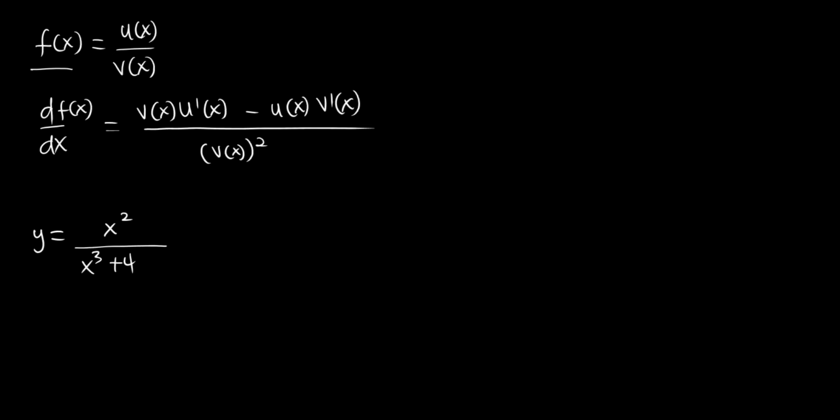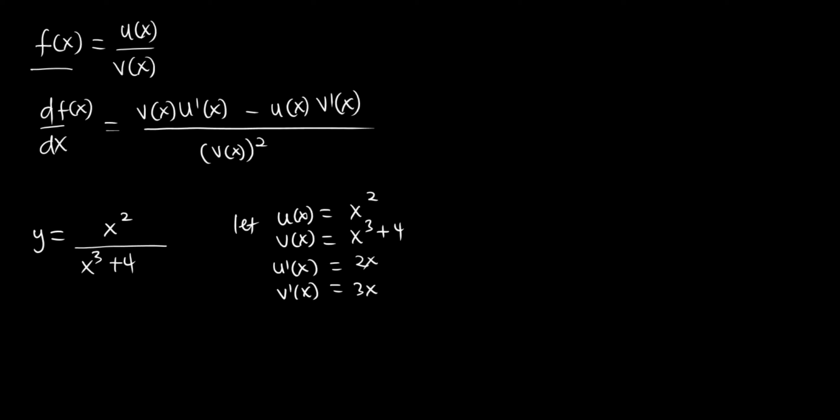So now let's find the derivative of this function here. First of all, we will let u of x be equal to x squared, and then v of x be equal to x cubed plus 4. So we now need their derivatives. That will be u prime of x, which will be equal to 2x, and then v prime of x, which will be equal to 3x squared, right? So this is what you have now.